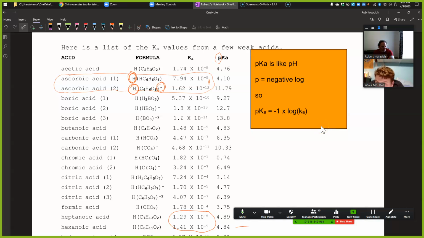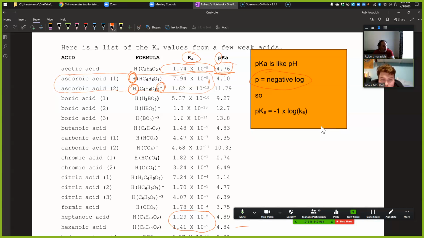Okay, now what's this number over here? What's this lowercase p? The negative log. It's this negative log thing. So in the same way that we did the negative log of the H plus ion concentration to get pH, I'll take the negative log of the Ka to get a number that's quicker to write. There really is no other reason to do it. If acetic acid's Ka is 1.74 times 10 to the negative fifth, my pKa is 4.76. It literally is just easier to write.